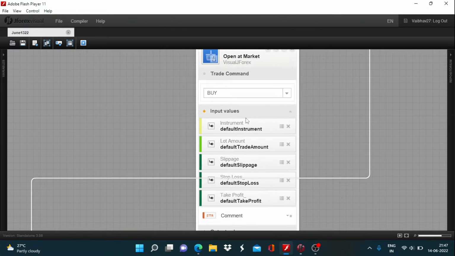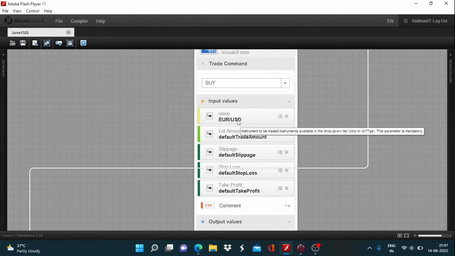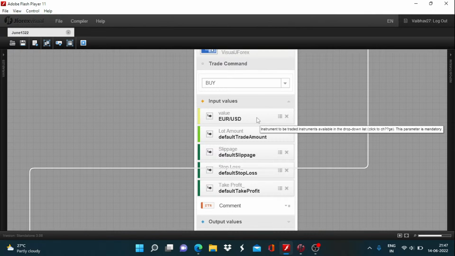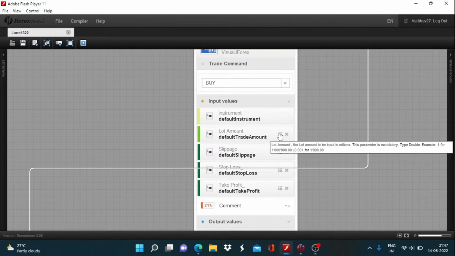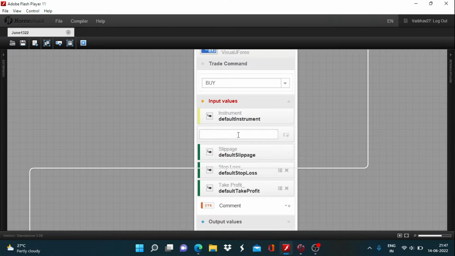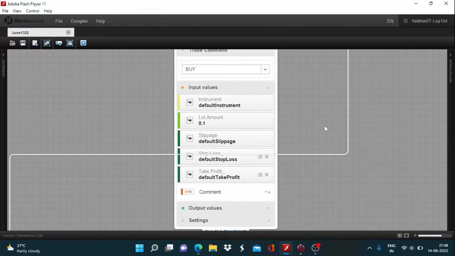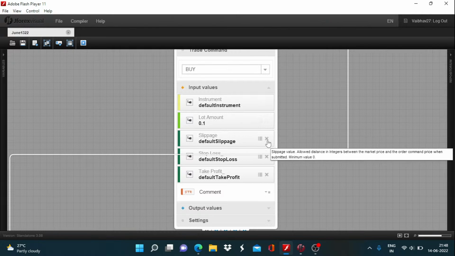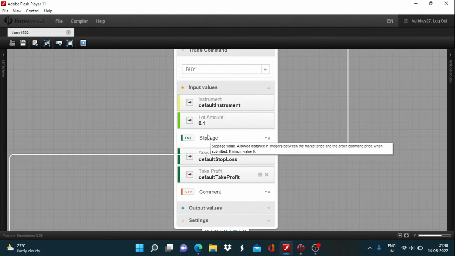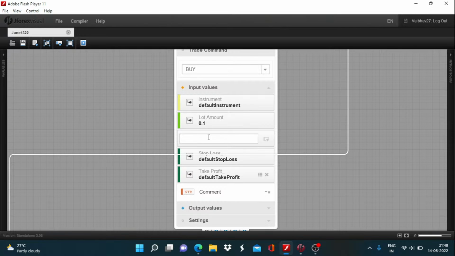Coming to defining the input parameters for this trade command block, we leave the default instrument as it is. Trade amount I will change to 0.1 million. It should be kept as per the equity in the account. If you have high equity, then higher lot size is desirable. If you have low equity, then of course the lot size should be kept low. Slippage for Euro USD, even 5 pips or for that matter even 2 pips is going to be good enough.